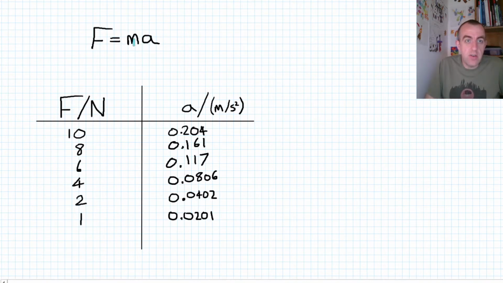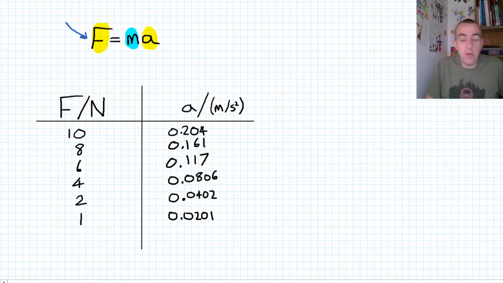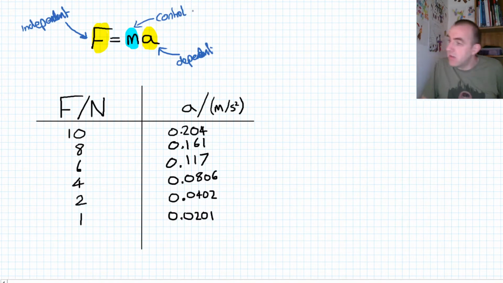So I'm going to use my highlighter pen and colour that blue. And what I varied was the force. So that's a variable, which I'll colour yellow over here. And the acceleration changed as a result, and I measured that. So I'm going to colour that in yellow as well. Our independent variable in this picture was our force. Our dependent variable was our acceleration. And that made mass the control variable.